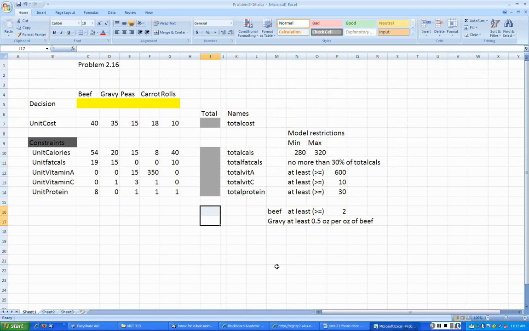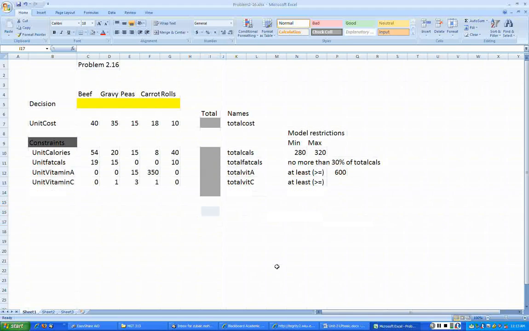Folks, I'm going to solve one more problem in this unit, which is problem 216. If you look at this problem 216, the application here is a product mix problem. Okay, so the problem is Nutrigen is a weight management center.